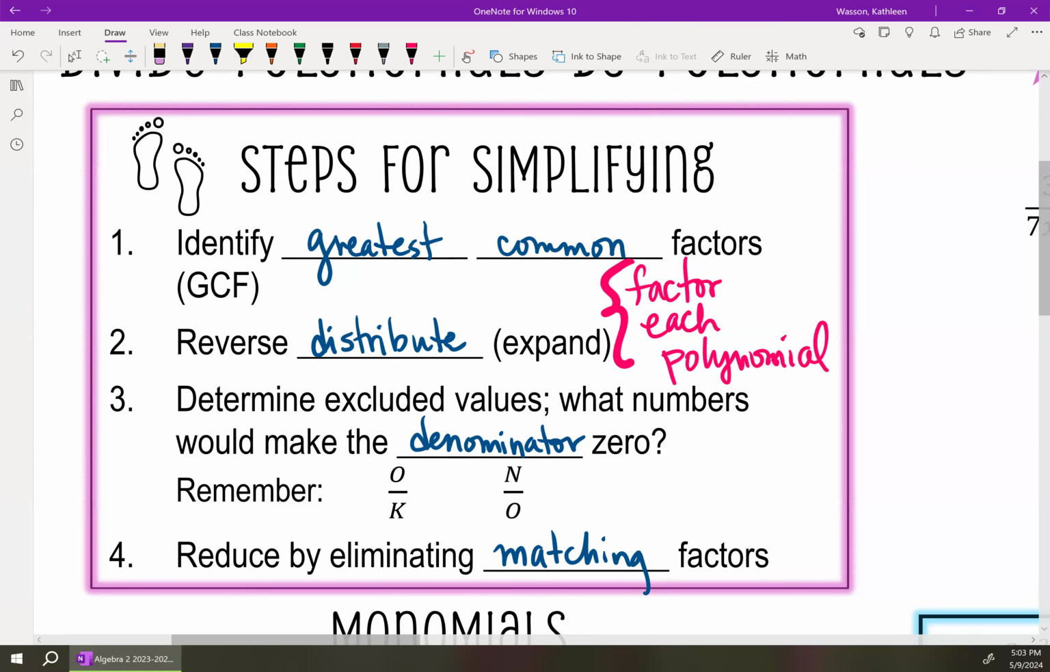And then we determine excluded values, which are the numbers that would make the denominator 0. Any number divided by 0 is considered undefined because we don't divide by 0. But it's all right to have a 0 in the numerator. That's okay. Then we'll reduce by eliminating matching factors. So we factor everything, determine what should be excluded from the denominator, and reduce the fraction.